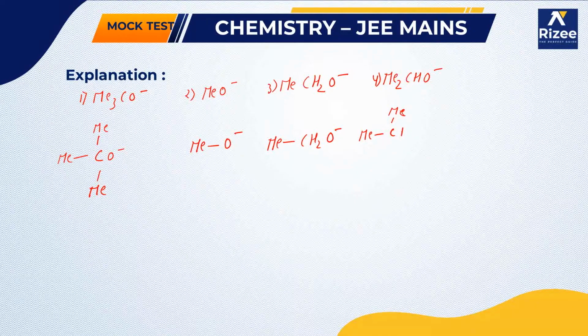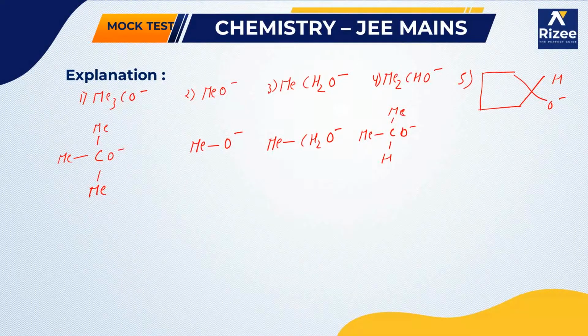CH, or you can write CHO minus. Okay. Next, the fifth one he has given as a cyclo group. So here I can write O minus, and here H is there. So this is our 5 molecules.